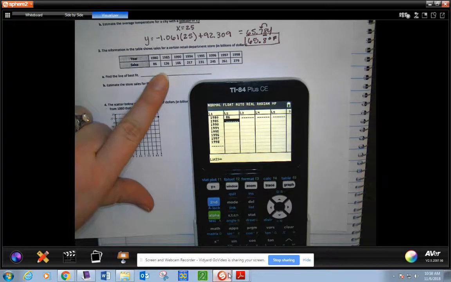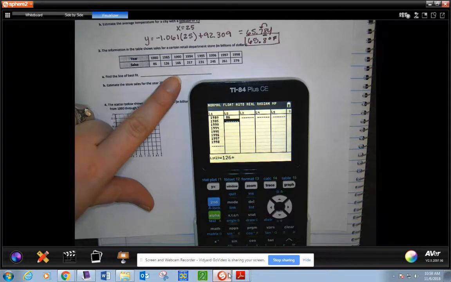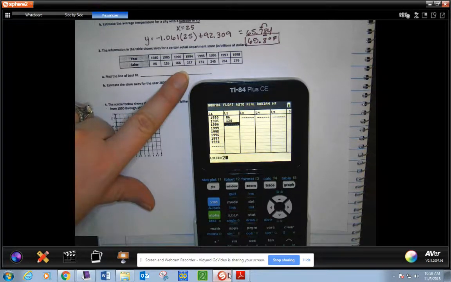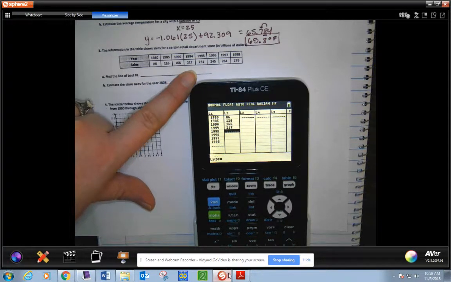I got 86, 126, 27. Nope, I missed a number. Clear that out. We're going to do 166, 217, 231, 245, 261, and 279.